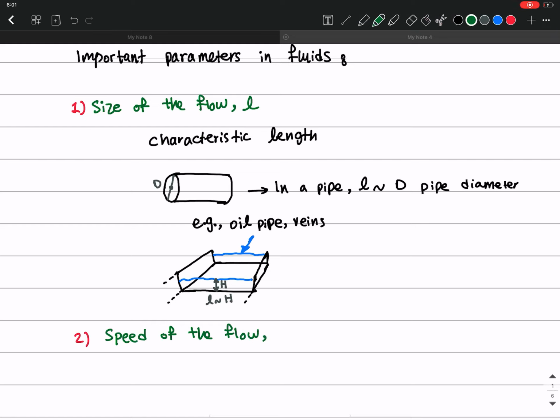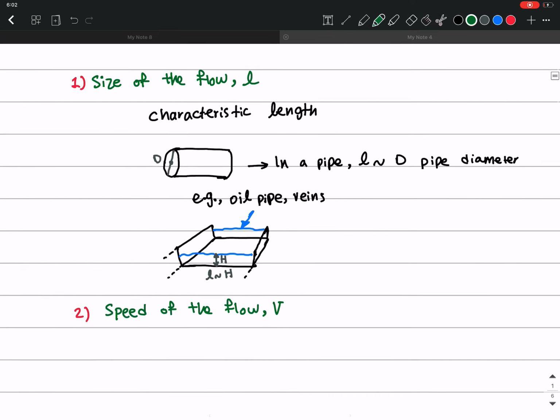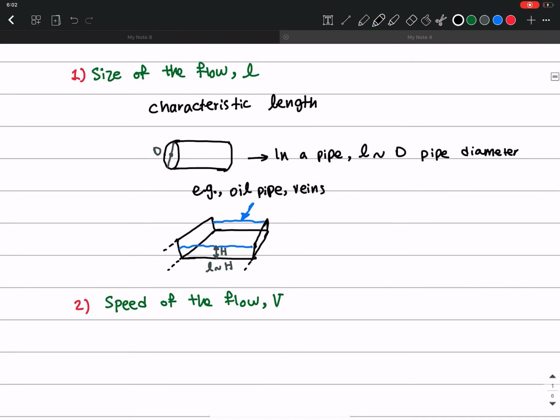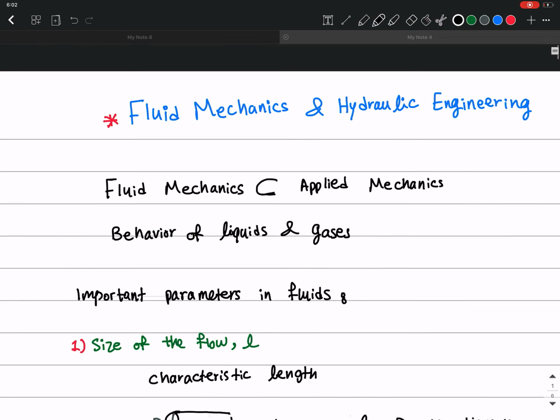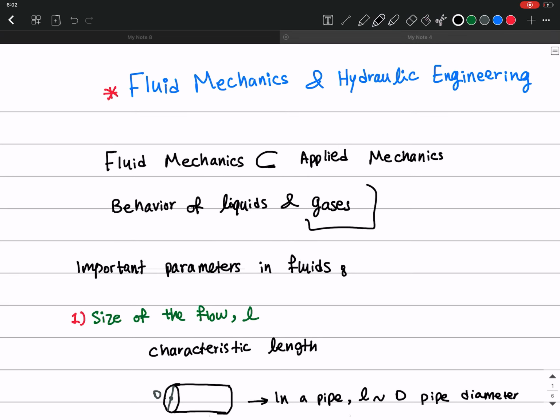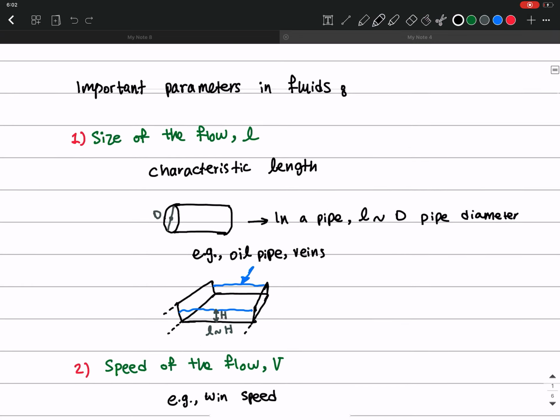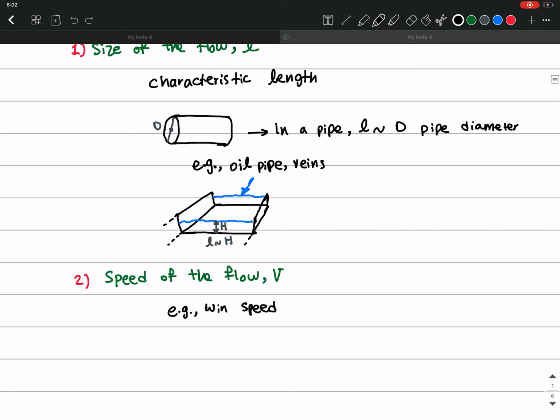Which we show with V, okay? For example, wind speed. Air is also a type of flow, right? Fluid is a gas. So for air, the speed of the flow would be wind speed, okay?